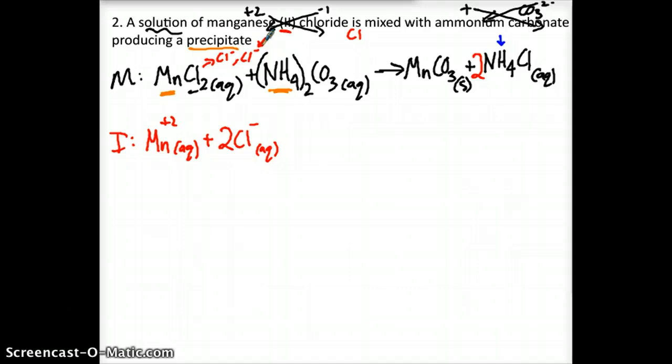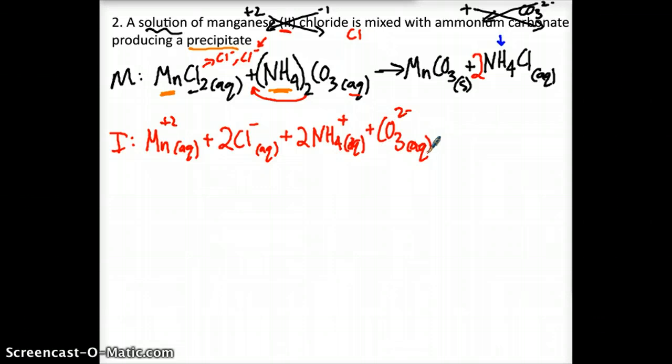What are the ions present? We have a chloride ion, we have 2 of them. What about the next compound? Well, I have ammonium carbonate, (NH4)2CO3. It's a solution, so it's going to ionize. I have NH4, which I have memorized as +1 charge, and I have 2 of them because of this 2 here, distributed out front, aqueous. And then I have carbonate, which is going to be CO3 2-, memorized, aqueous. Excellent, I've done my reactants.